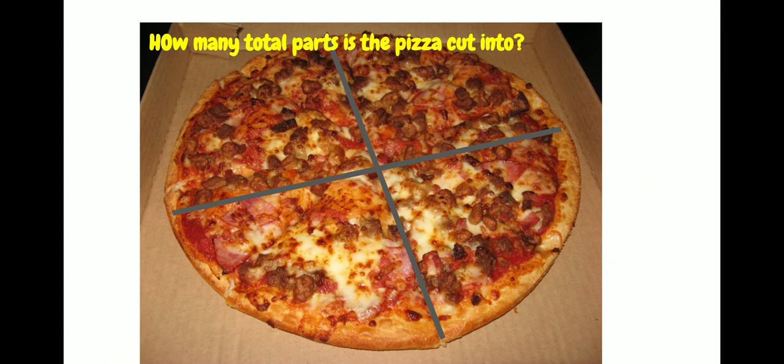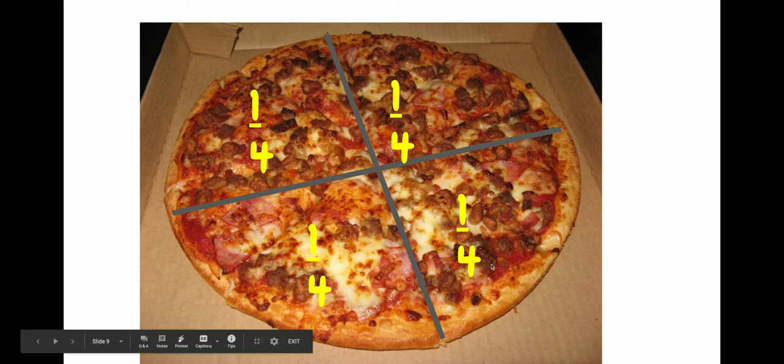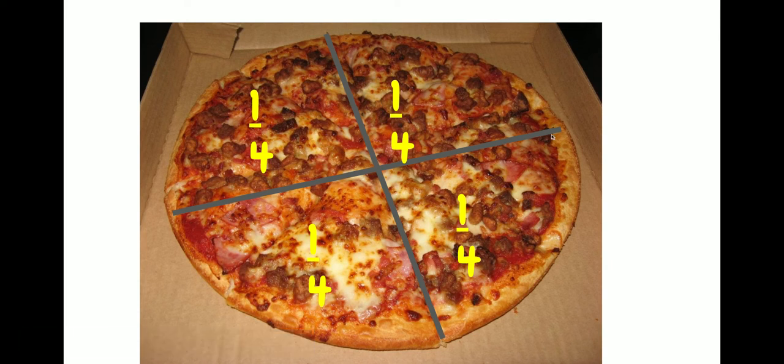But what if I cut my pizza into 4 parts? What would my denominator be now? And if I ate 1 part of that pizza, I would have eaten 1/4. Notice I can add 1/4 plus 1/4 plus 1/4 plus 1/4, and I get 4/4, right? And I get 1 whole. So 4 over 4 equals 1 whole.